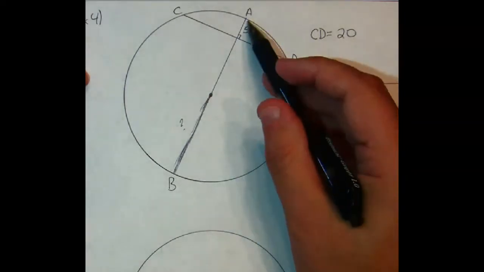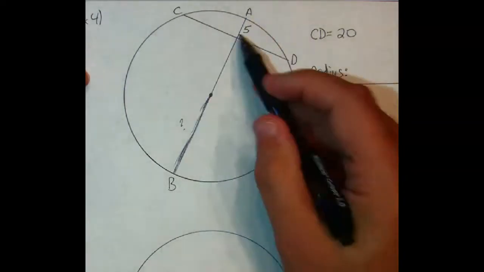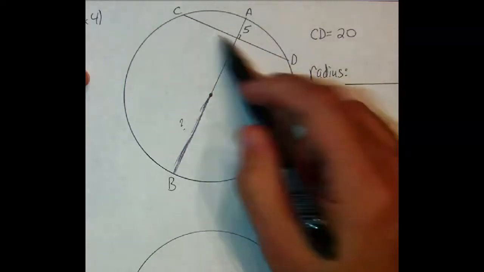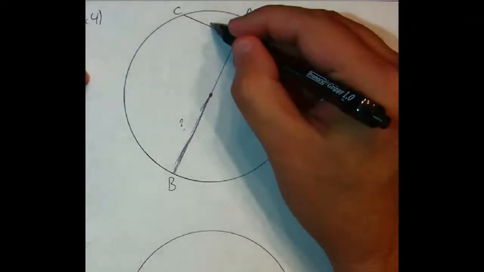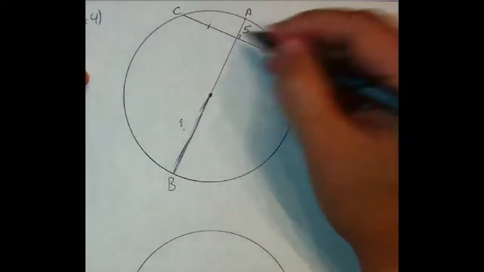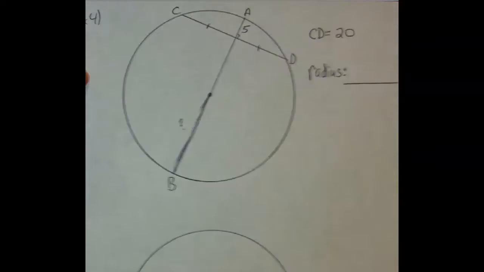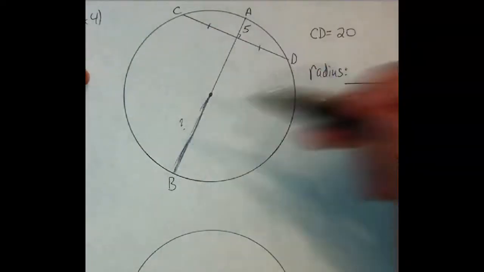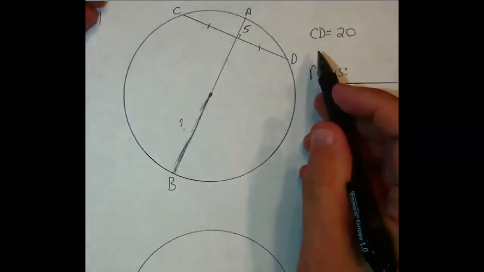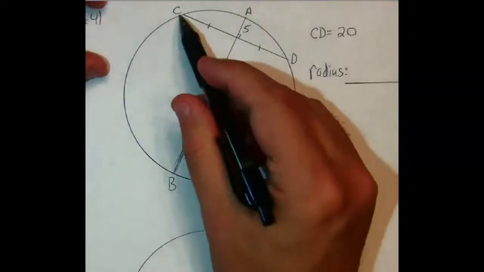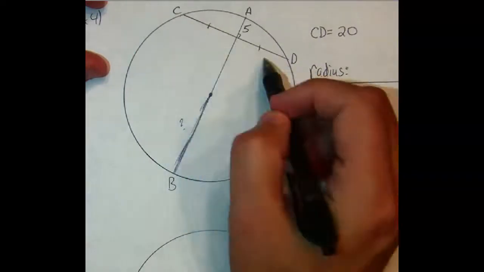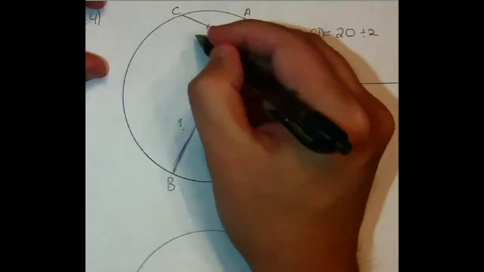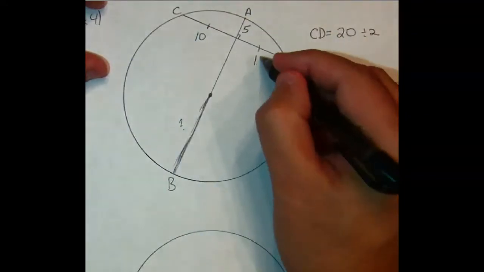All right, so let's see what they have given us. First of all, we have two chords that are perpendicular. So therefore, this chord is bisected. So C to center and D to center are congruent. And AB is the diameter. All right. Now, they do give us CD as 20. So from C to D is 20. And since this is bisected, we can divide this by 2, and this will give you 10 and 10.